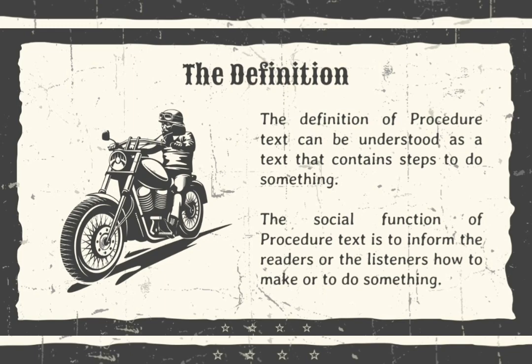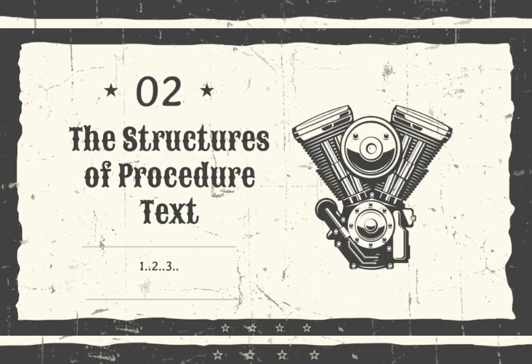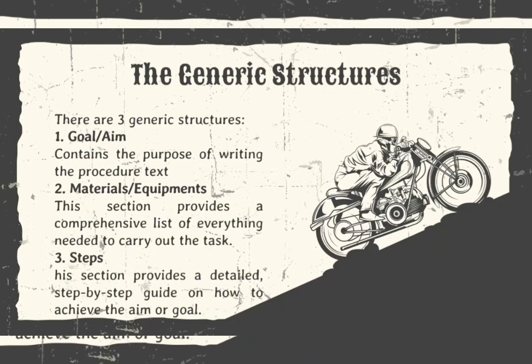And then the next one is the structures of procedure text. Okay, but before I enter the next slide, do you guys know how many structures there are in a procedure text? That's alright if you still don't know. Let's learn it together. There are 3 generic structures in procedure text. The first one is the goal or aim.